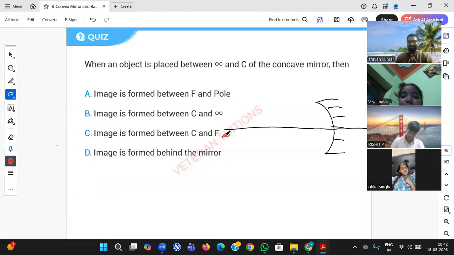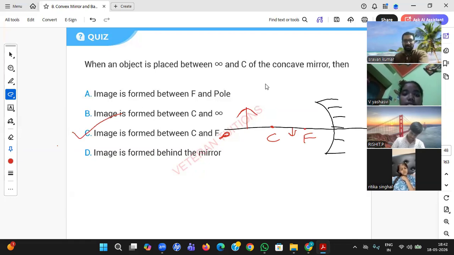Okay. So infinity and C, beta. So it's case number 2. First, the object is at infinity. Second, the object is just between infinity and C. Case number 2. Your image will be formed between C and F. C is the right answer, student. Many of you gave the answer. Yes, right answer. Ritika, Vishnu Maya, Sai Chaitra, Lavanika, Rishit, Pranav.